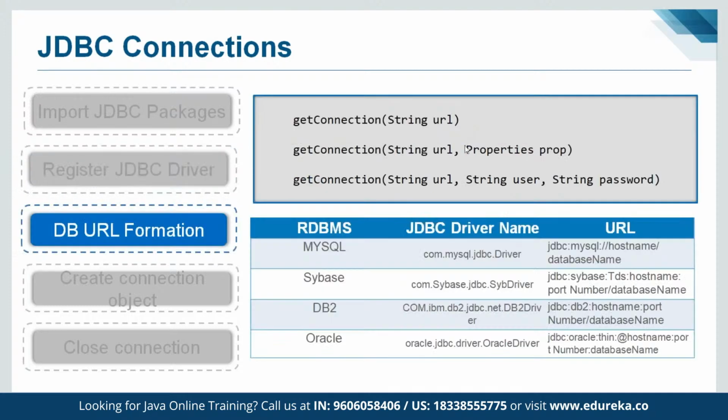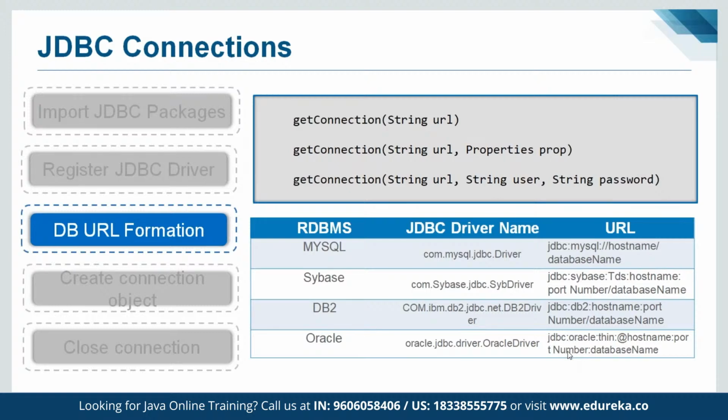Then the connection: getConnection with the URL, properties, or username and password. It depends on the database. If it is MySQL, it is com.mysql.jdbc.Driver and the URL jdbc:mysql. We are discussing this only to understand that every database has its own JDBC driver and its own URL to connect. But we are talking about Oracle: oracle.jdbc.driver.OracleDriver, JDBC, Oracle, thin, host name, database server name, port number.